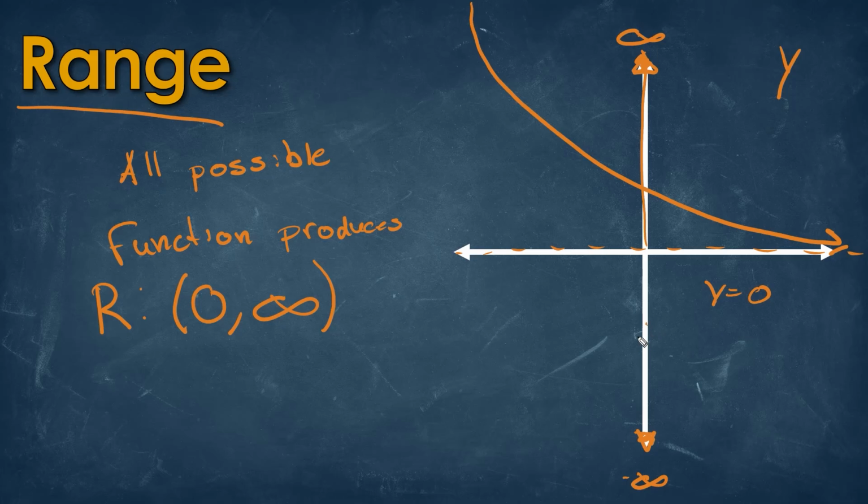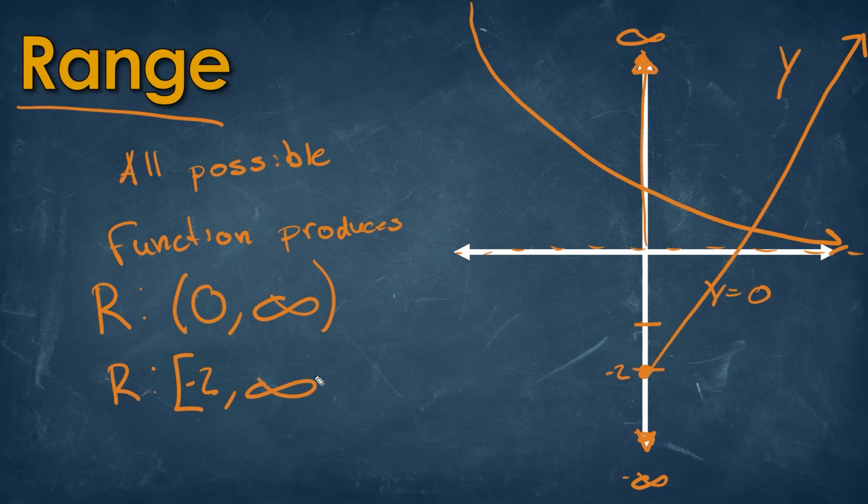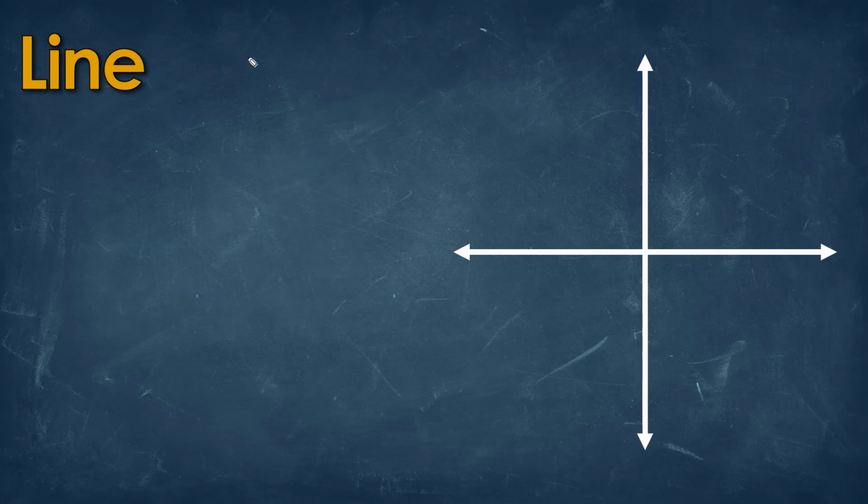Now let's say we have an example of a function that starts right here at negative 2, and it goes into infinity. Again, when we write this range, we're going to put it as a closed bracket because it does include the value of negative 2. Remember this is going to be y, so negative 2, and then we go to infinity since this continues on. Moving on now, we'll take a look at a line.